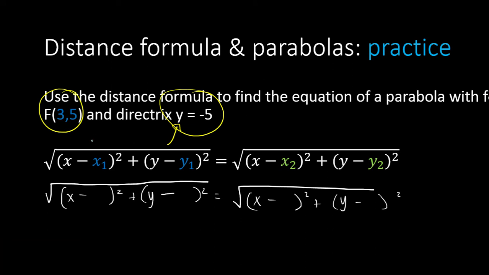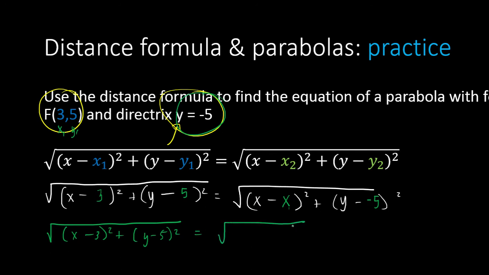Now I'll fill in my values. Remember, my focus is going to be x1, y1, so 3 and 5. My directrix will be, since it's y equals, I sub it into my y2, x goes there. From here, we simplify. This side is pretty much already simplified on the left, so just rewrite it. Now, on the other side of the equation, my x's drop out, and I'm left with y plus 5 squared.